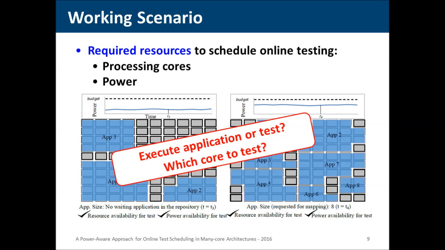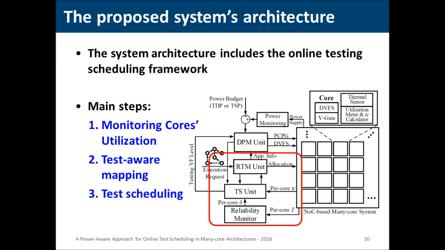In such situations, two questions arise. Shall we use the available resources to run newly incoming applications or for testing purposes? In the latter case, which core shall we test? For these reasons, we extended the runtime resource management layer with a framework performing the online test scheduling. Its main goal is to maintain high system performance while guaranteeing the healthy status of the cores.